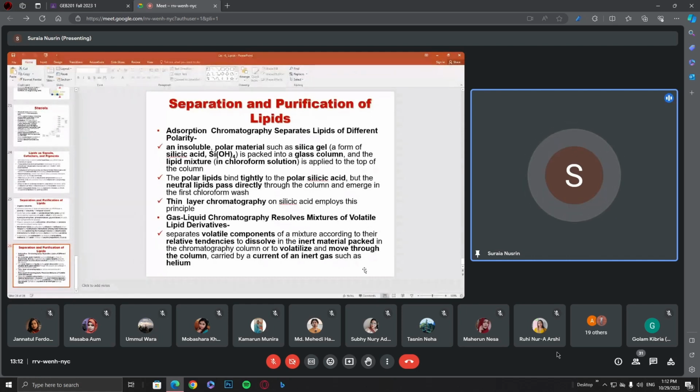So these are the two common chromatographic methods used in the separation of lipids. The thin layer chromatography is based on the adsorption chromatography mechanism, and the other one is gas liquid chromatography, which is done based on the volatile nature of the lipid molecules or lipid derivatives.